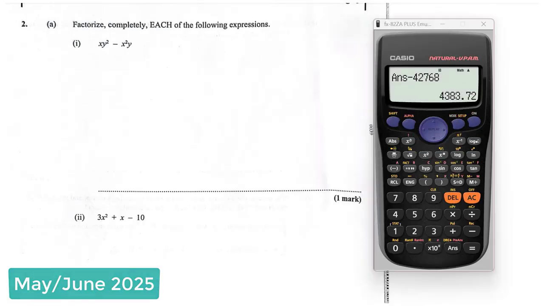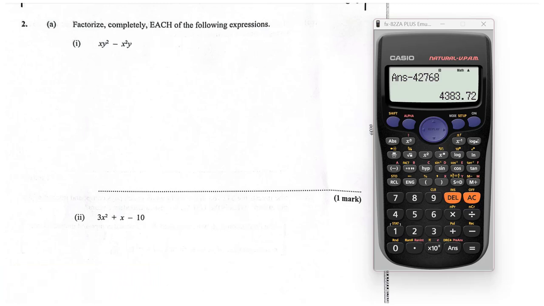So here it says, factorize completely each of the following expressions. Now, for this question, part I, x and y are common to both terms. So we're going to factor out x and we're going to factor out y, and then open bracket, close bracket.